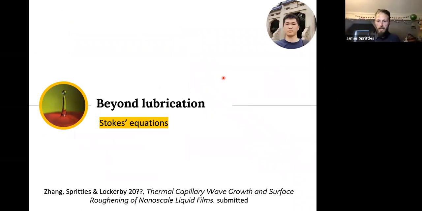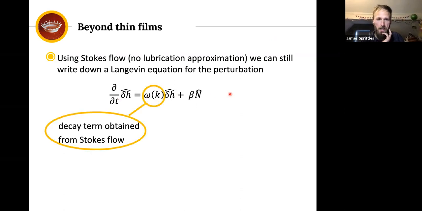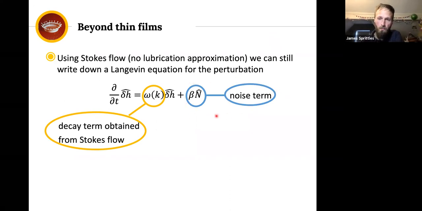So, beyond lubrication. Yixin had the really good idea of, instead of going from the SLE to the kind of model I showed you, let's instead just start with a Langevin equation for the perturbation in Fourier space. So typically for both the lubrication equation and Stokes flow, we have this kind of relation between this perturbation and the growth rate. And now we just basically add noise in the Langevin type way to the right-hand side, which we can derive for the stochastic models, but not directly from fluctuating hydrodynamics for Stokes flow.